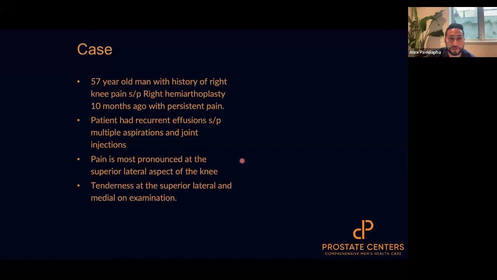He had pain most at the superior lateral aspect, so that's above the joint line and to the outside of the knee. On examination, he had tenderness in that superior lateral area as well as the medial area. That examination is critical for us in determining where we're going to target.